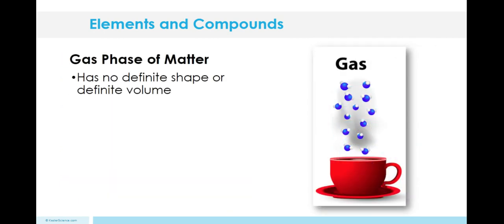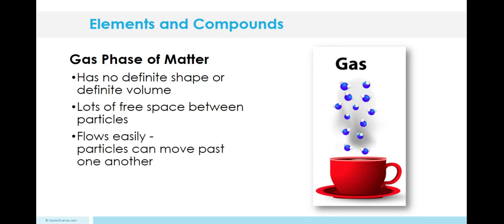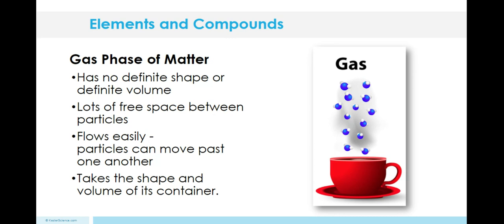Gases have no definite shape or definite volume. There is lots of space in between the particles. They flow very easily. They are what we call the bump and fly. They can bump into each other and go flying across the space that they are in. We know that the more you heat up a gas, the more excited they get, and those particles travel faster. Gases will take on the shape and the volume of the container.